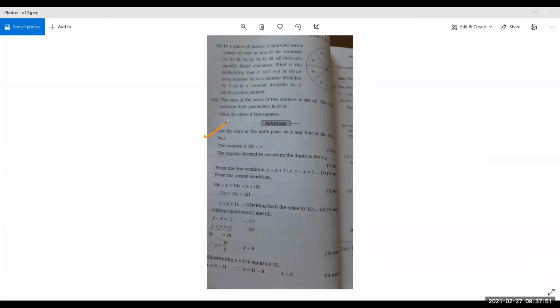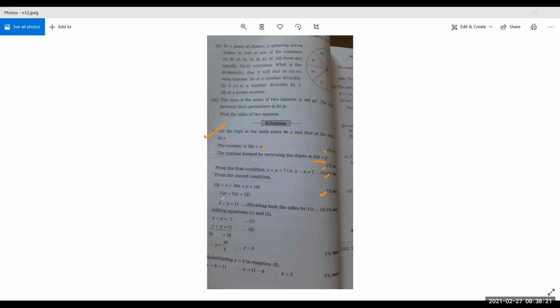Firstly, assume the things. We assume at the unit place it is x, at the tens place it is y. Then whatever the given condition was, what number did we get? 10x plus y. For this we get half a mark. Then for the next condition, that the numbers are reversed, for writing the next equation of the reversing, we get the next half mark. Then again from the first condition, put the values, next half mark. For the second condition, next half mark.